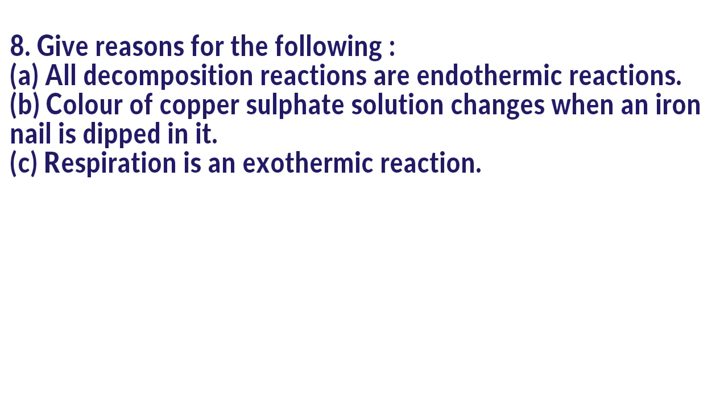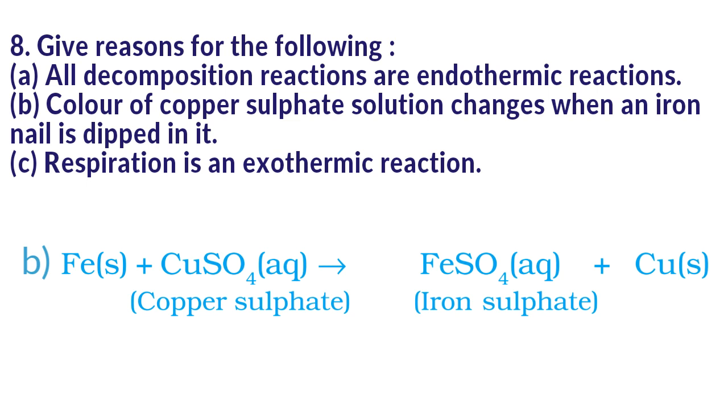B. The color of copper sulfate solution changes when an iron nail is dipped in it. When an iron nail is placed in copper sulfate solution, iron sulfate solution and copper metal are formed. In this reaction, iron displaces copper from copper sulfate solution because iron is more reactive than copper. The deep blue color of copper sulfate solution fades due to the formation of light green solution of iron sulfate.